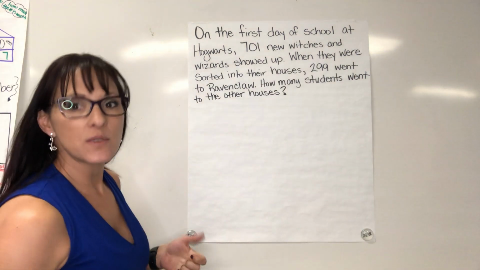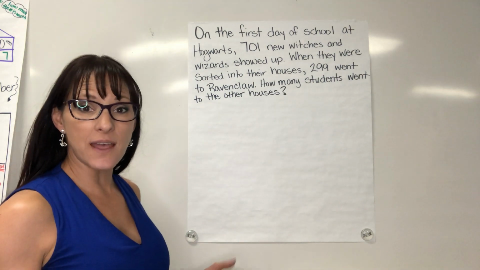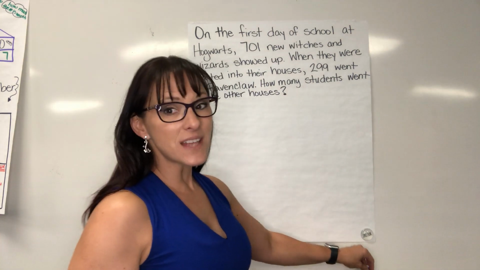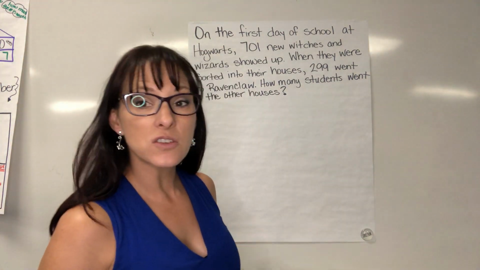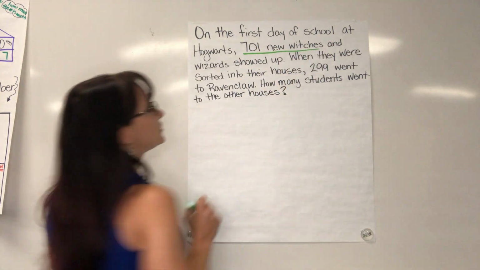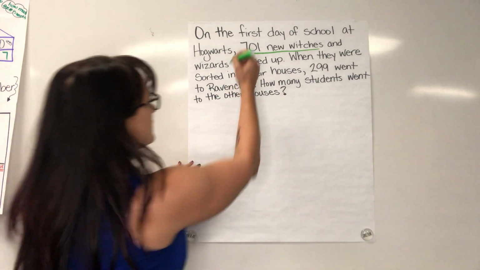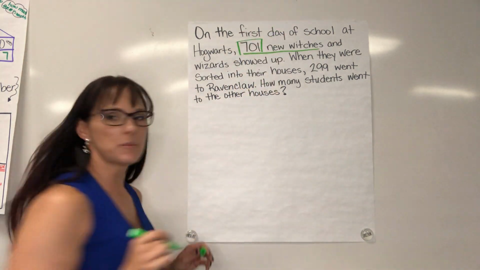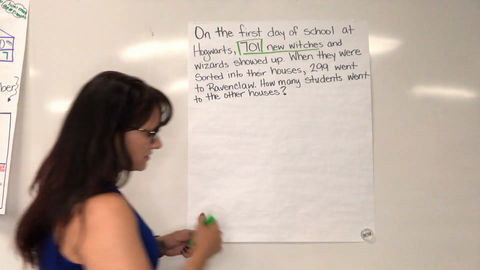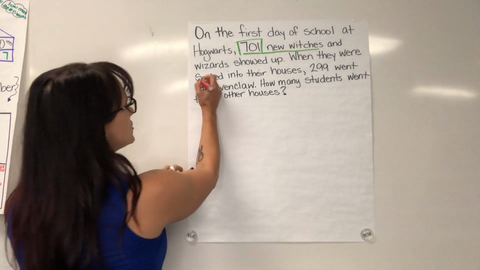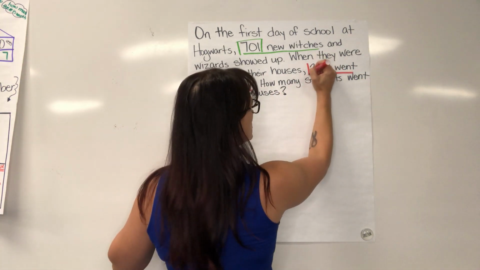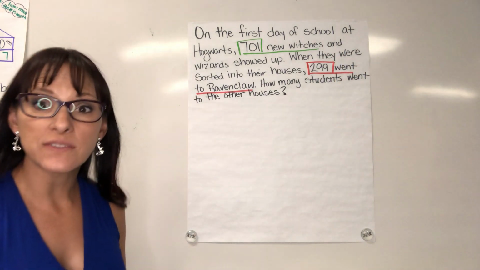What is happening in our story? We have new students that are coming to Hogwarts and they're being sorted into their houses. Okay, so we know that. And we know that 701 new witches and wizards showed up. And then from that, 299 went to Ravenclaw.